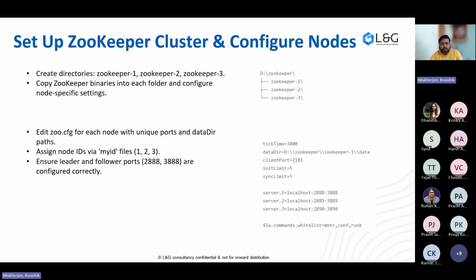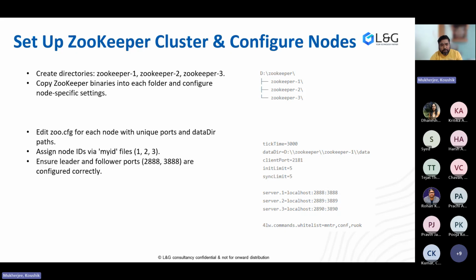Next is to set up the Zookeeper cluster and configure the nodes. We created three nodes, as I informed earlier. In the D drive, we have Zookeeper 1, 2, and 3. We copied all the binary files and configuration into each of the three folders. There is a config file called the zoo.cfg file for each node. We have to put a unique port and data directory path over there. The ports should be unique for all three nodes.